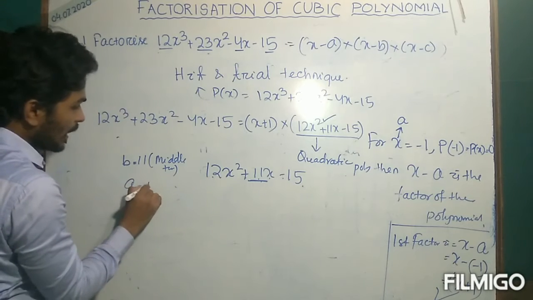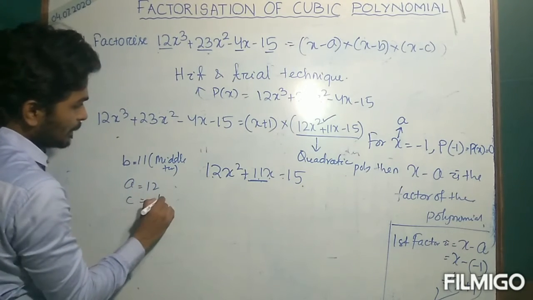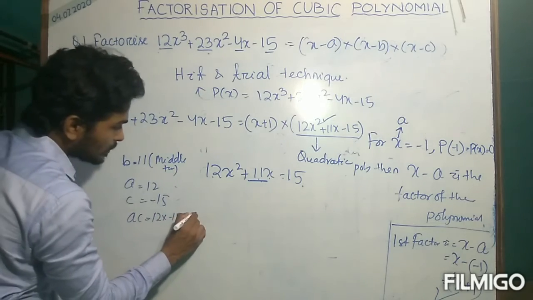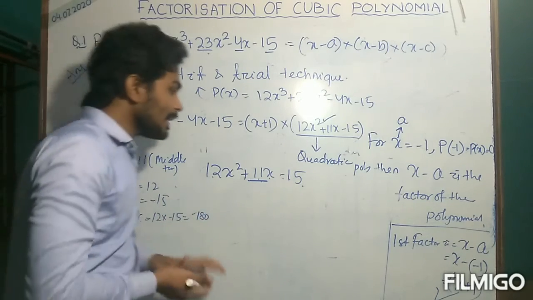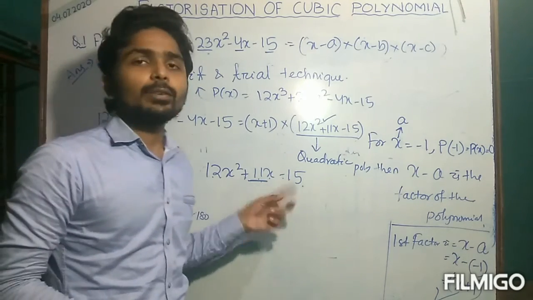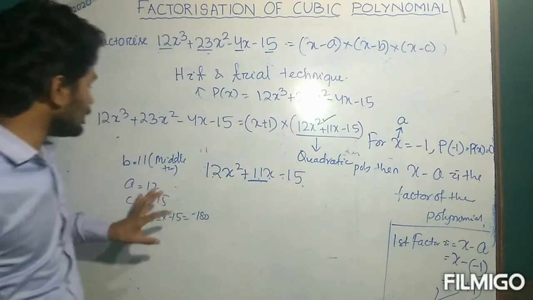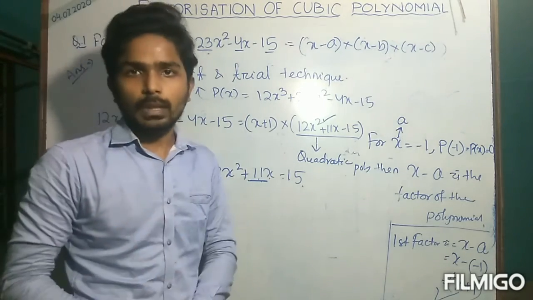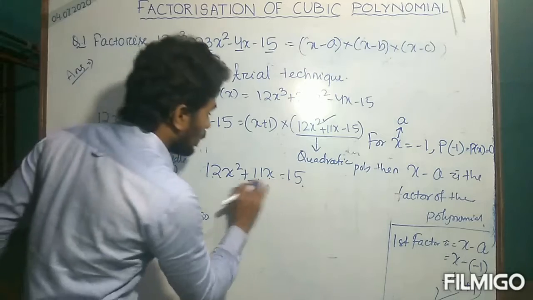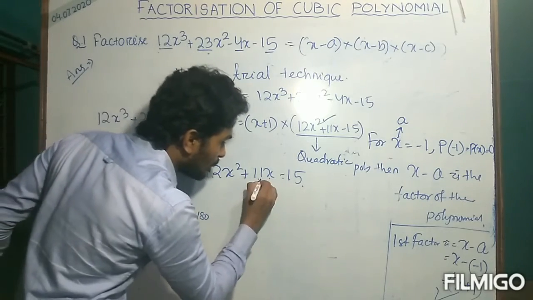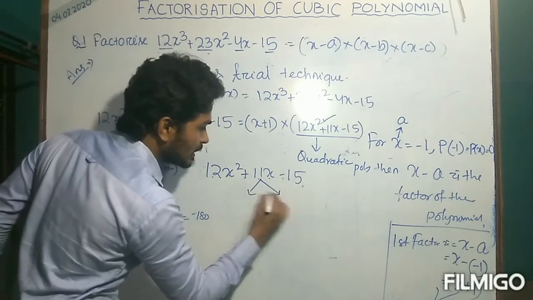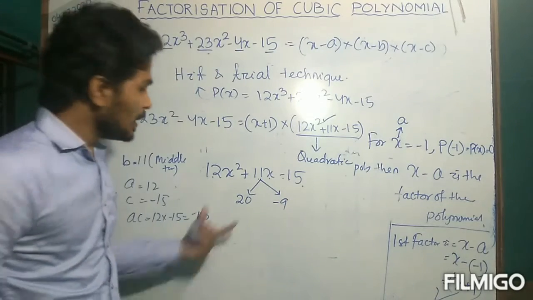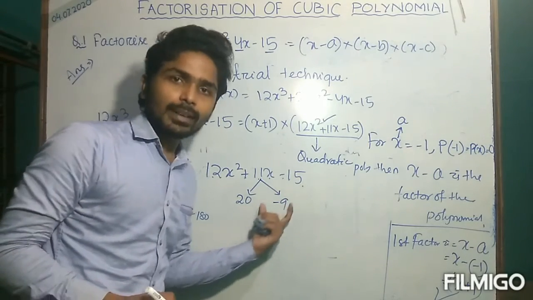So here b is 11, this is the middle term, and a is 12, c is minus 15. ac is 12 into minus 15, which is minus 180. So we need to split this 11 into two parts so that they add to give 11 and they are multiplied to give minus 180. Clear? How? Now 11 can be split into two parts. One is 20, another is minus 9. Okay, how can we factorize it?